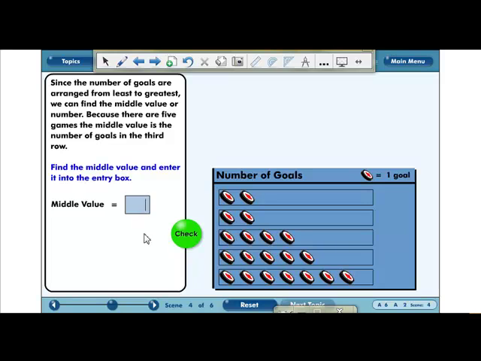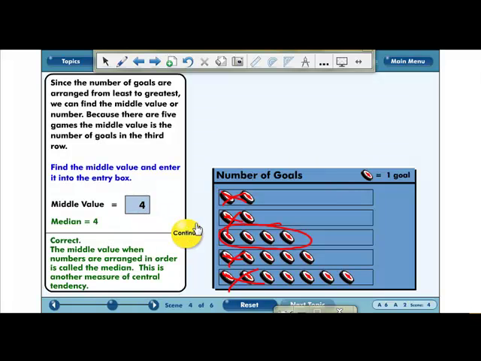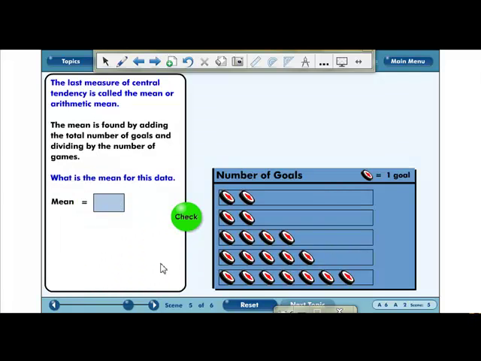All right, since the numbers of goals are arranged from least to greatest, we can find the middle value or number. Because there are 5 games, we're going to eliminate the first one and the last one, the first one and the last one. There's only one left here in the middle, and that is the middle value, so that is 4. So we'll check that. And the median, just like the median of the street that goes right down the middle, the median is 4.